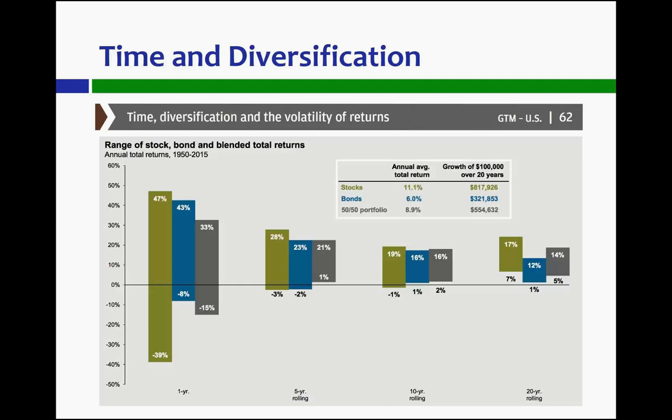Because if you're investing for less than 5 years, your money shouldn't be in the stock market. This chart shows the different investment timeframes, whether it's an investment portfolio of 1 year, a 5-year rolling period, a 10-year rolling return period, or a 20-year rolling return period. It also shows the range of stock and bond returns, as well as a blended portfolio of half stocks and half bonds. On a 1-year period, you can see that stocks have had as good a year as 47%. They've also lost 39% of their value in a 1-year period.